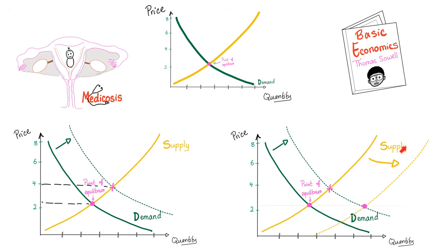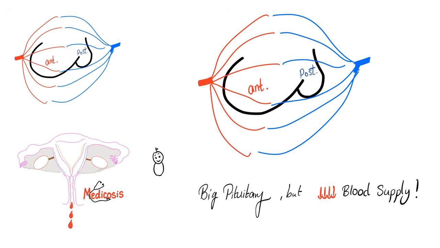What do you mean by increase supply? I mean increase the size of the pituitary gland and increase the blood supply to the pituitary gland. Now when we shift the supply curve, look at the point. Now we are back to the level of equilibrium. We're not here anymore. We're back to equilibrium.